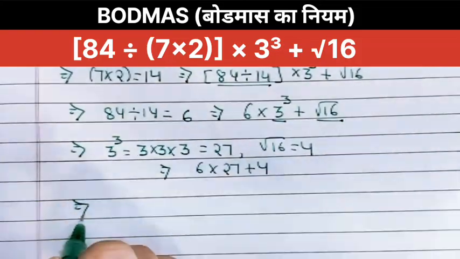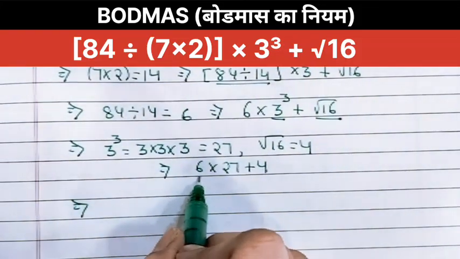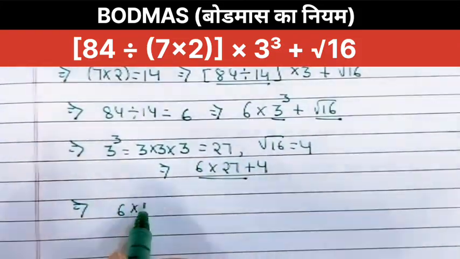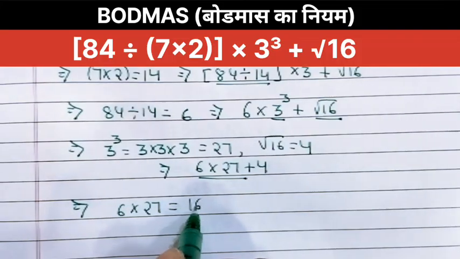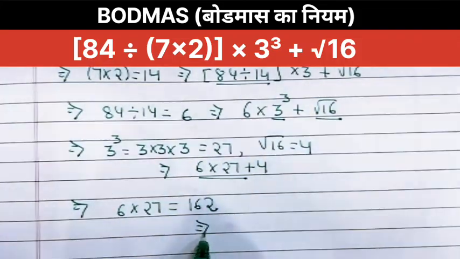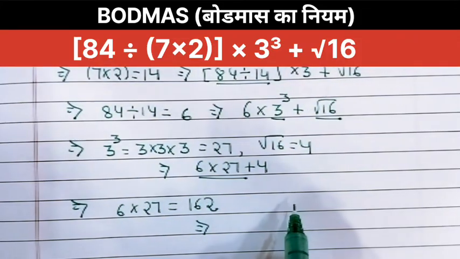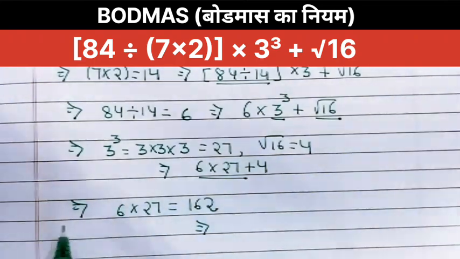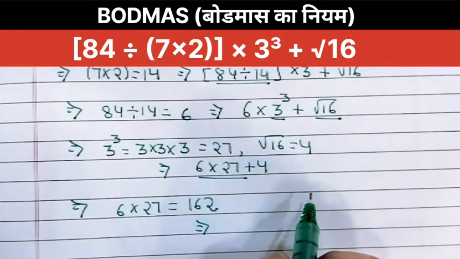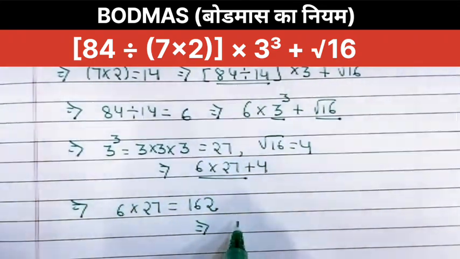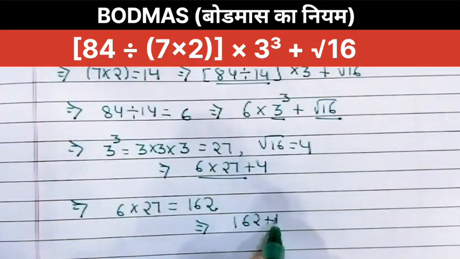Move to the next step: perform multiplication. Now multiply 6 by 27. It gives you 162 as a result. According to this step, under the multiplication, M, the operation holds a higher rank than addition, so it must be calculated next. And now the expression becomes 162 plus 4.